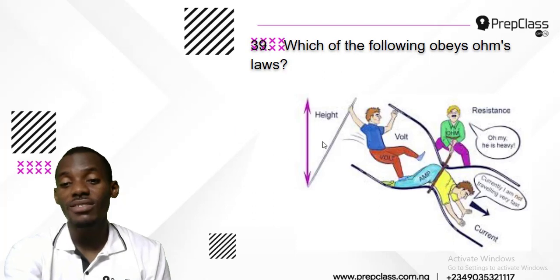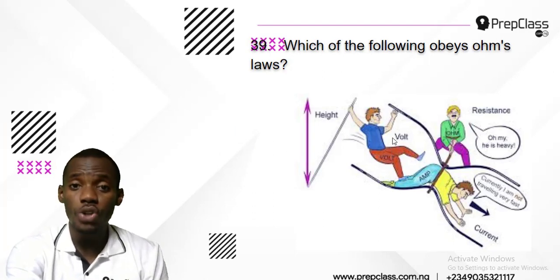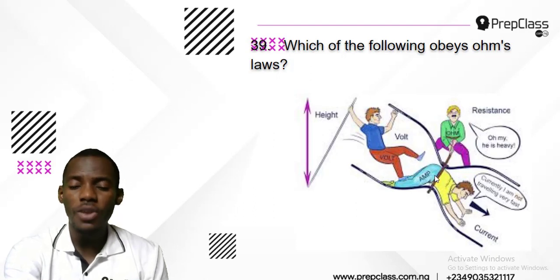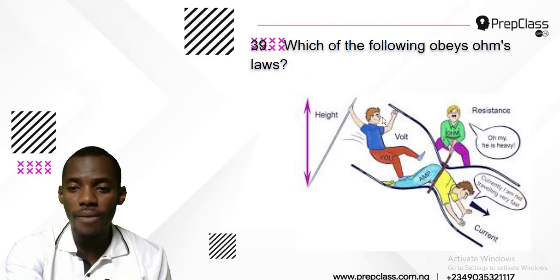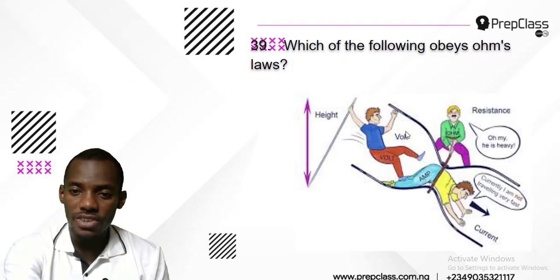Don't mind me, I just created a diagram here. Look at voltage. Voltage is work done in a circuit. It is the amount of work done between 2 points, moving from this point to this point. The amount of work done between 2 points is voltage, and I think that's why it is drawn this way.